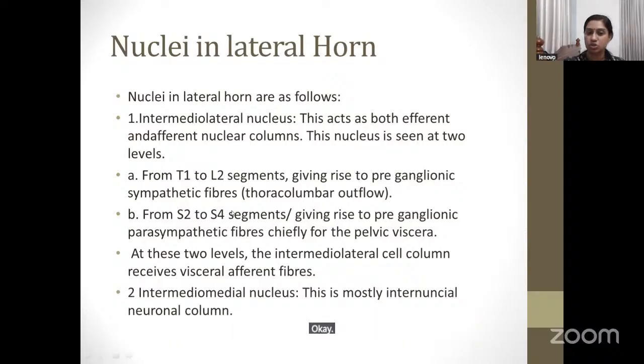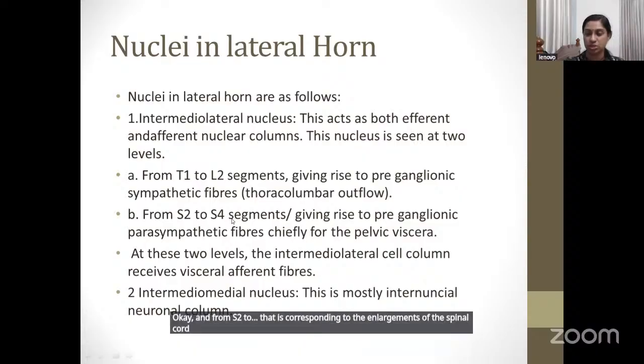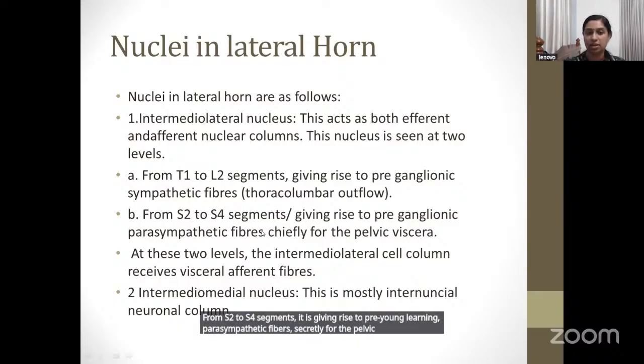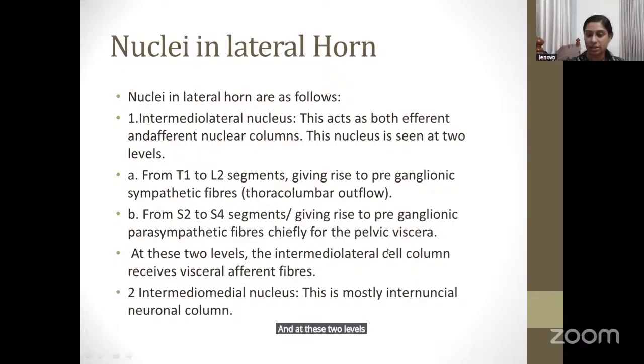And from S2 to S4, corresponding to the enlargements of the spinal cord and the lateral portions of the lateral horn, the segments give rise to preganglionic parasympathetic fibers, chiefly for the pelvic viscera. And at these two levels, the intermediolateral cell column also receives visceral efferent fibers.